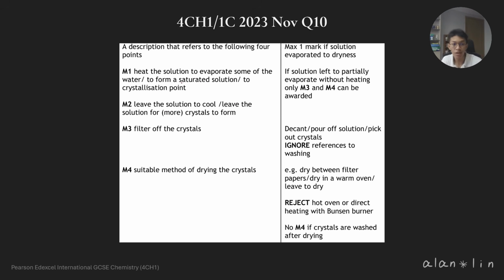And here is the mark scheme. It's a very similar set of mark points every single year, and the key points are always heating, cooling, filtering, and drying. And some years they want these details, sometimes they don't, but it's always good to add these details for completeness and to make sure that you're always banking full marks regardless of the changes to the mark scheme.